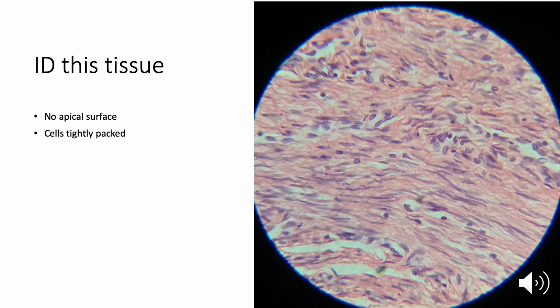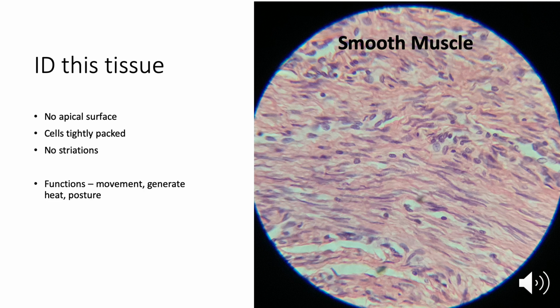And the next thing for muscle tissue is to decide whether there are striations, and the striations are the stripes that run perpendicular along the length of the cell. And I do not see any of those striations here. So it is a non-striated muscle, and the only one of our muscles that lacks striation is smooth muscle. You only need to know the functions of muscle in general: movement, heat generation, and posture.